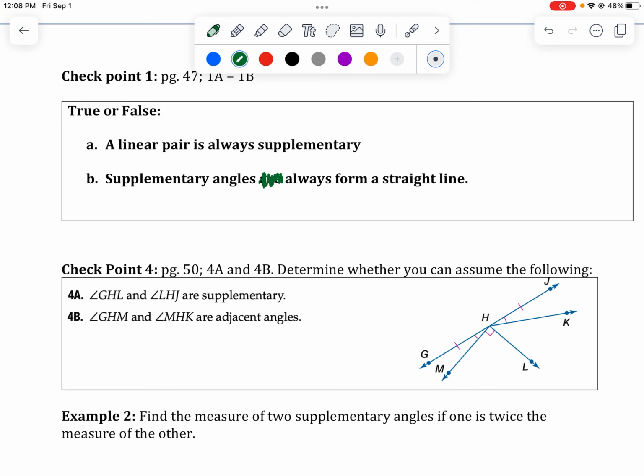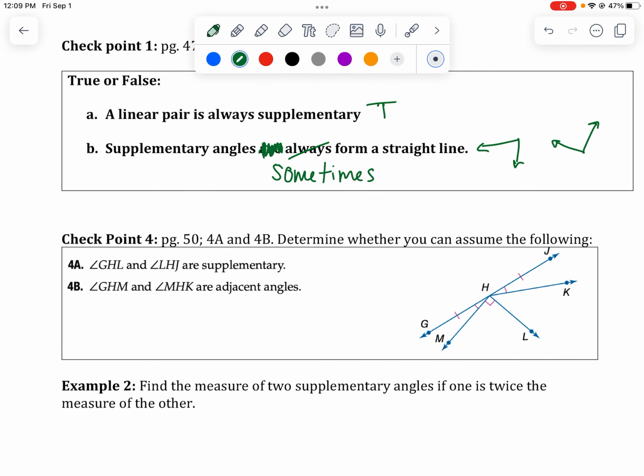All right, I'm going to answer this in like 2 seconds, so if you're still working, please pause the video. A linear pair is always supplementary, that's true. But supplementary angles do not always form a straight line because they are not necessarily adjacent. I could have 2 supplementary angles that are way off in space, nowhere near each other, but still add up to 180. They don't necessarily have to connect to each other. So they are adding up to 180, but they don't necessarily connect to form a straight line.